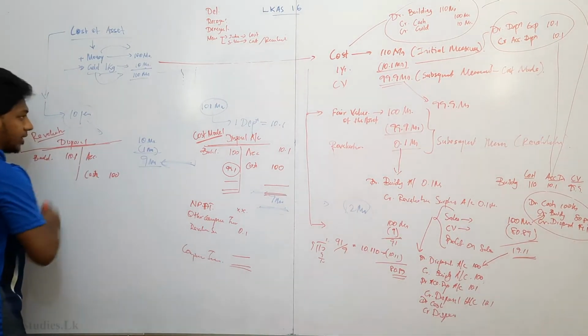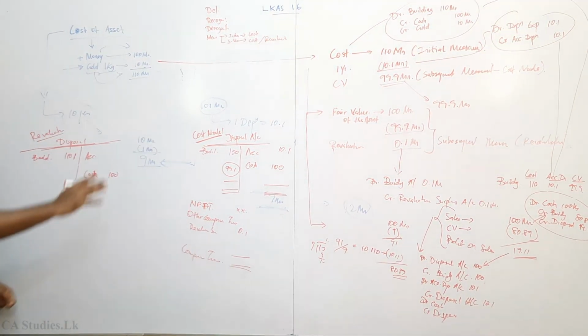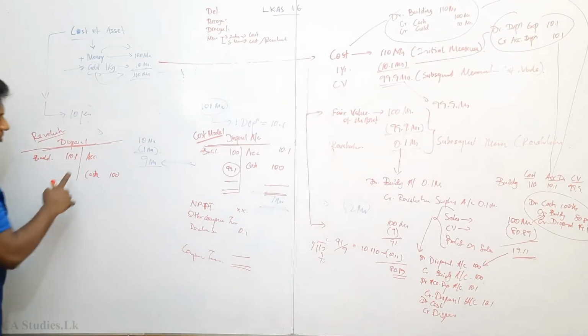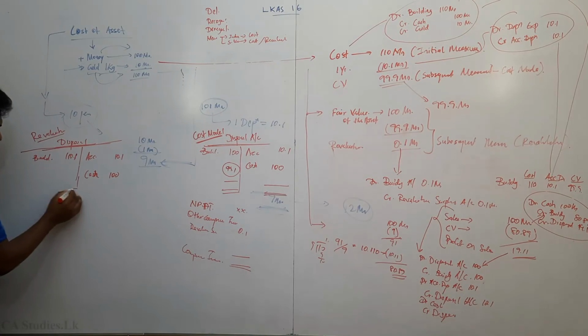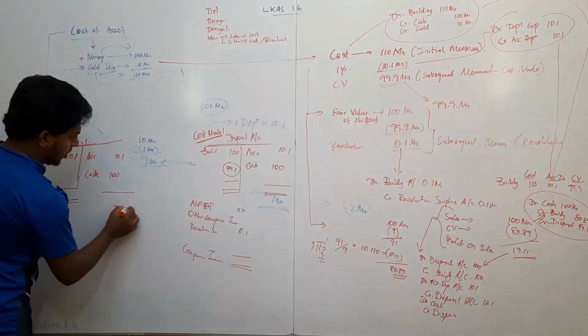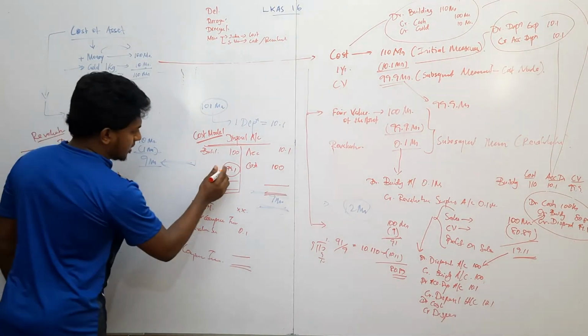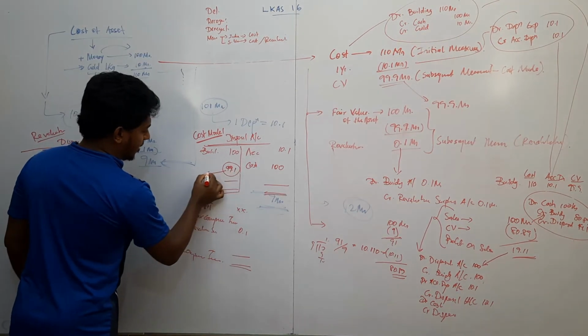Accumulated depreciation is removed. First year I am doing, forget about the second year. First year, so the depreciation charge is 10.1. Now what is the disposal profit? Here the disposal profit is 99.1 million, right?